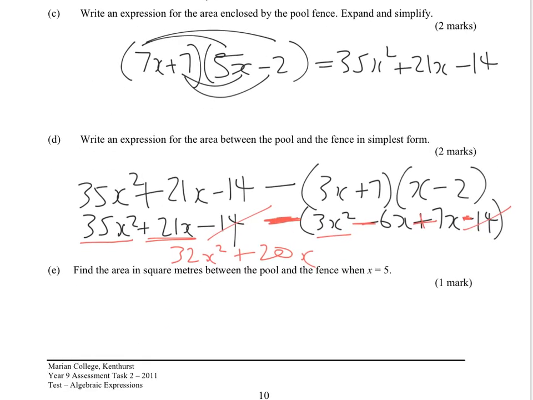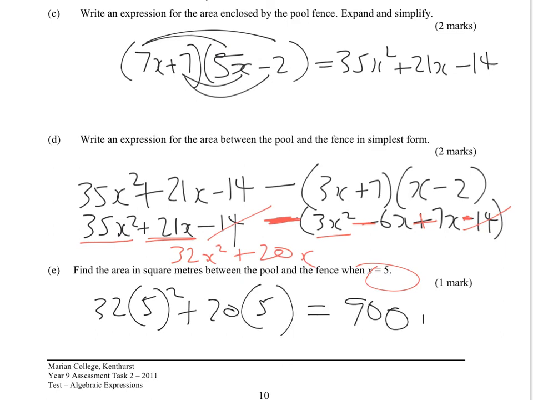And finally, when x equals 5, sub that in, 32 times 5 squared plus 20 times 5 will get us 900 meters squared. Bit of work, but actually quite easy when you get down to it. Good luck.